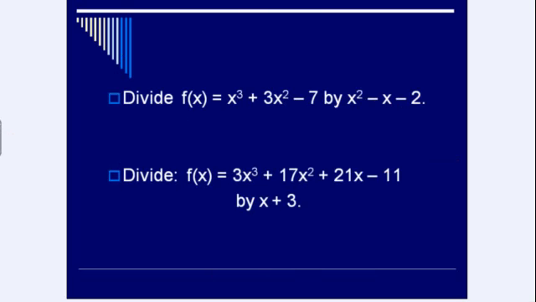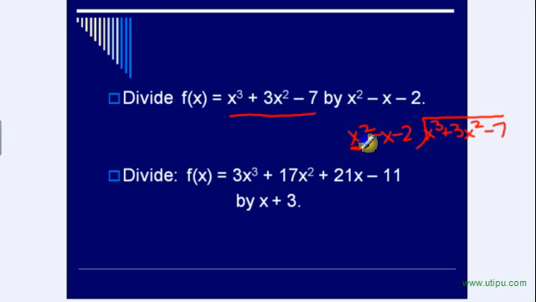You might be ready to try some on your own now, or you might want to walk with me through a couple more examples. Let's look at this one. Dividing x cubed plus 3x squared minus 7 by x squared minus x minus 2. All right, we have a trinomial. Let's see how this works.